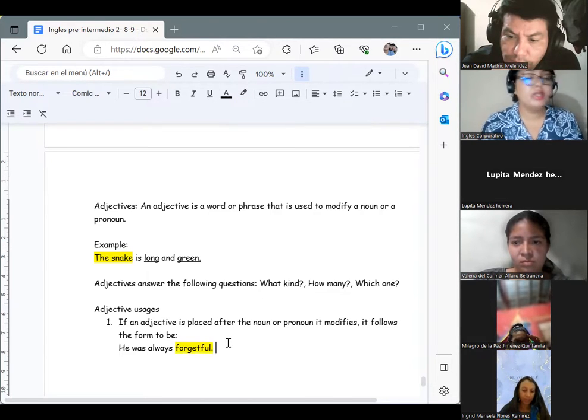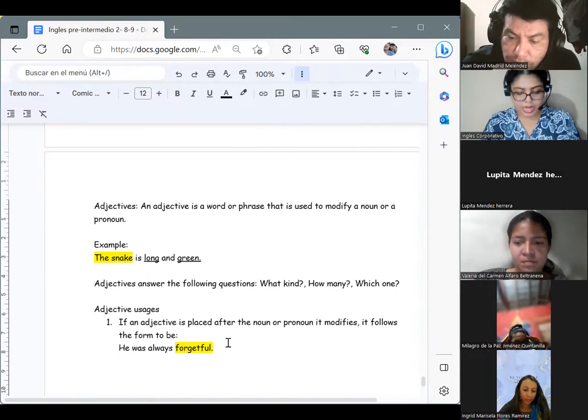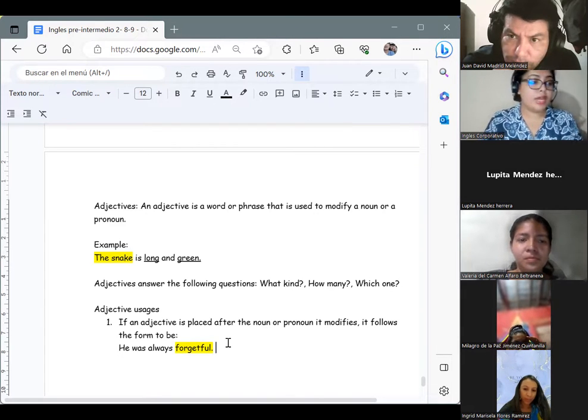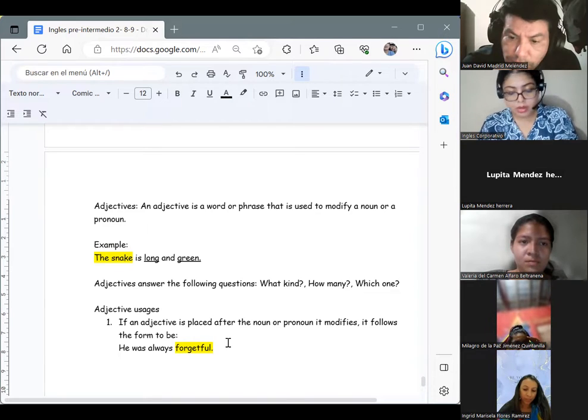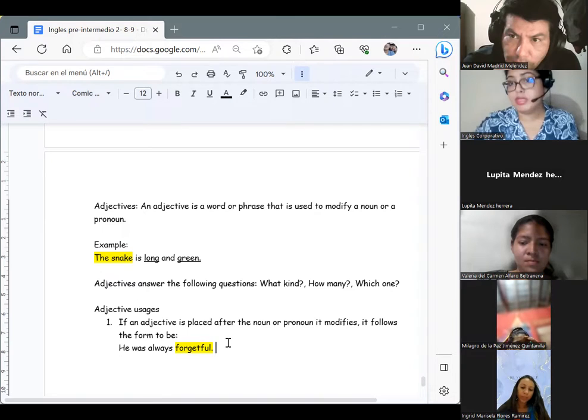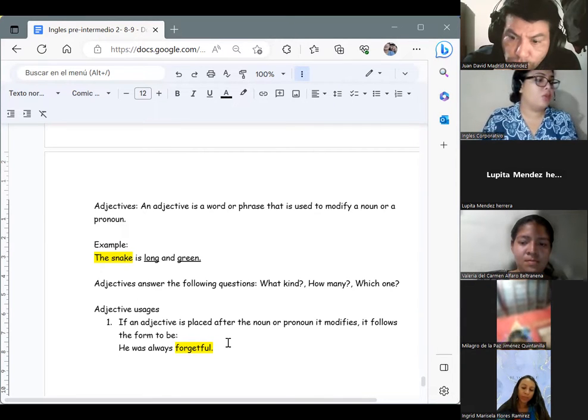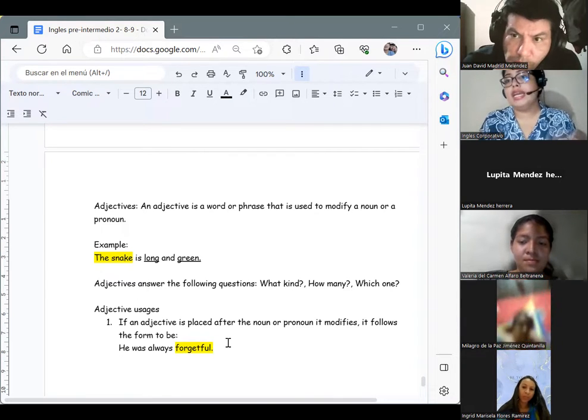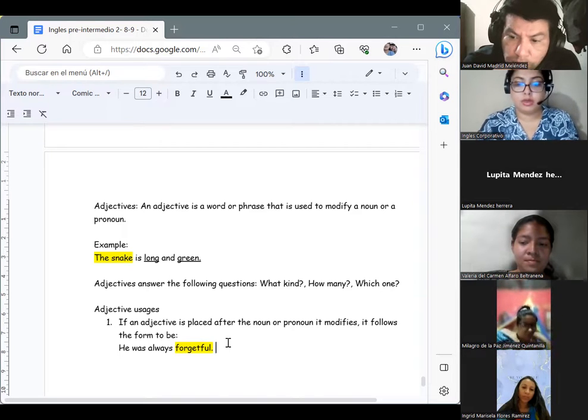Modifies the pronoun he. Ahí está modificando, ¿verdad? Al pronombre. No es que solo porque lo puse al final no está modificando nada, sino que en este caso estamos hablando de he. He was forgetful. Pero obviamente le agregamos como algo entre medio, que es el always. Pero estamos hablando siempre de la persona. He was always forgetful. Él siempre fue olvidadizo.